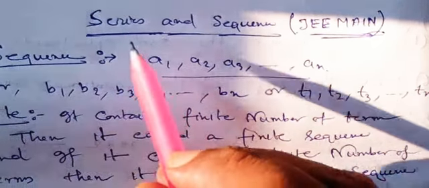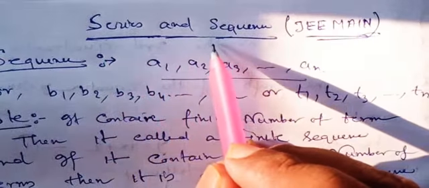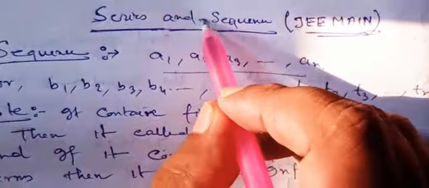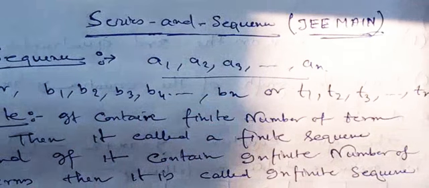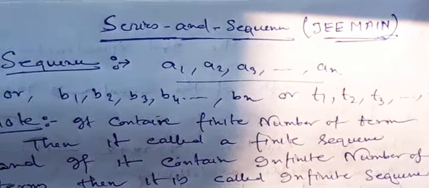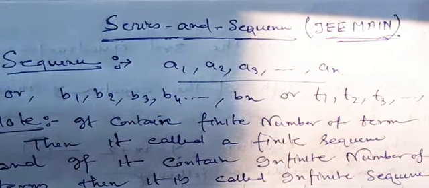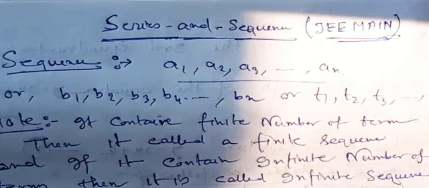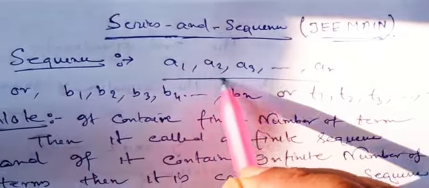The chapter name is series and sequence. Okay, this is the chapter, series and sequence. Now let us first come to the definition of what a sequence is. The definition of a sequence is a succession of numbers.